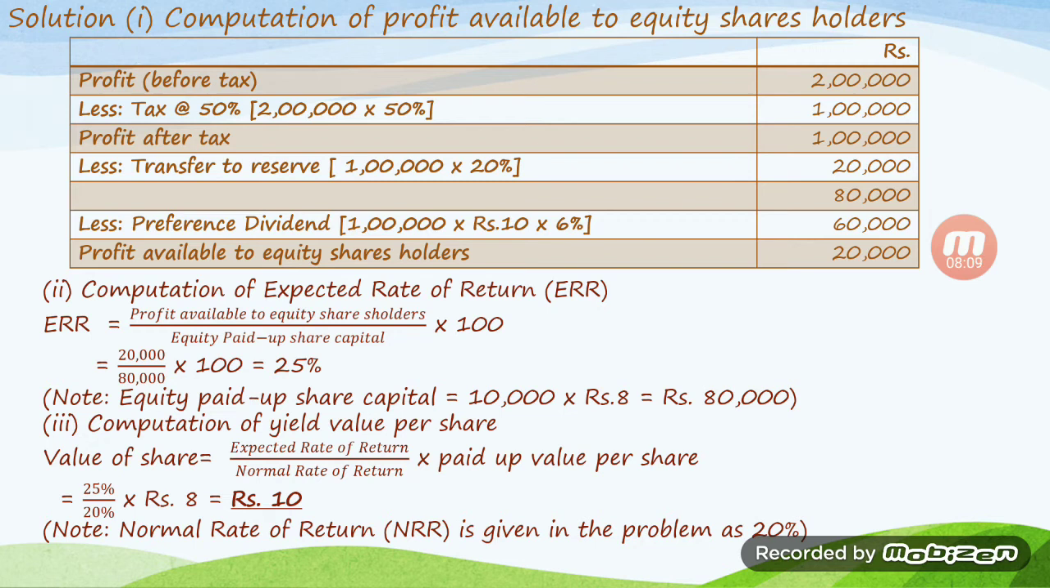Third step, yield value per share. The formula is ERR divided by NRR into paid up value per share. ERR is what we found, 25%, and NRR, the normal rate of return, which is given in the question, is 20%. The same must be multiplied with the paid up value per share, that is rupees 8. We will get rupees 10. Rupees 10 is the yield value per equity share.